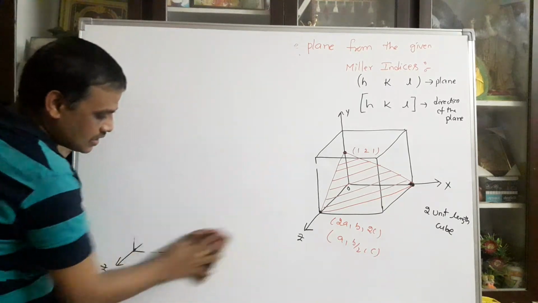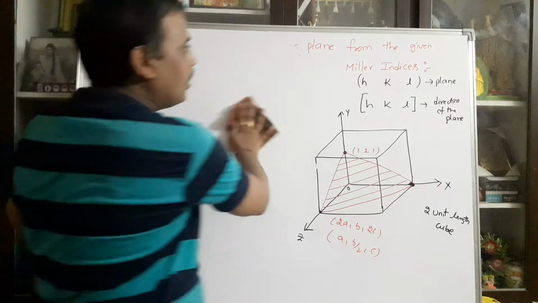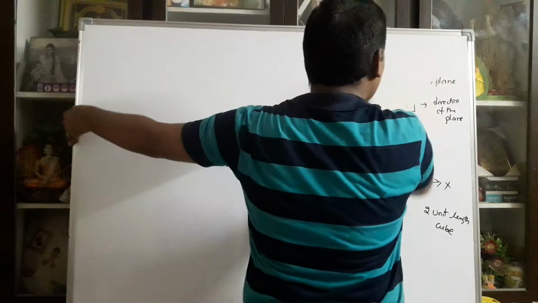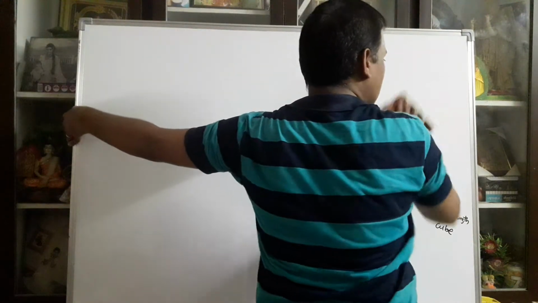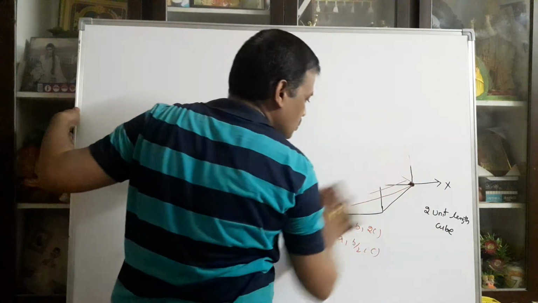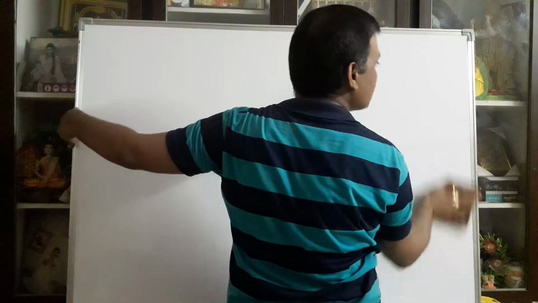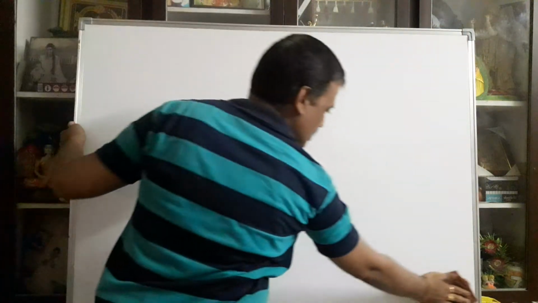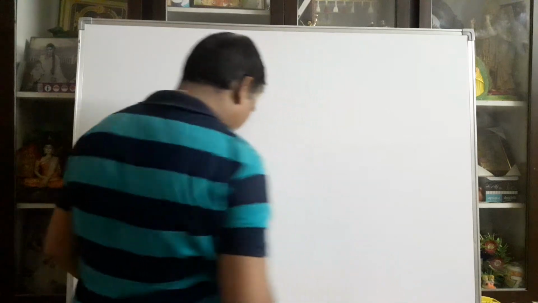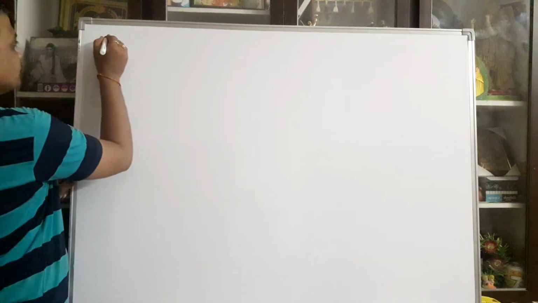So, Miller indices hkl always indicate the lattice plane in the given three-dimensional crystal. Particularly, those hkl values are mentioned in square brackets. Those give the directions from a three-dimensional point of view. This is the drawing of lattice planes in the crystal structure. After completion of this, we are going to the next topic, some common planes.